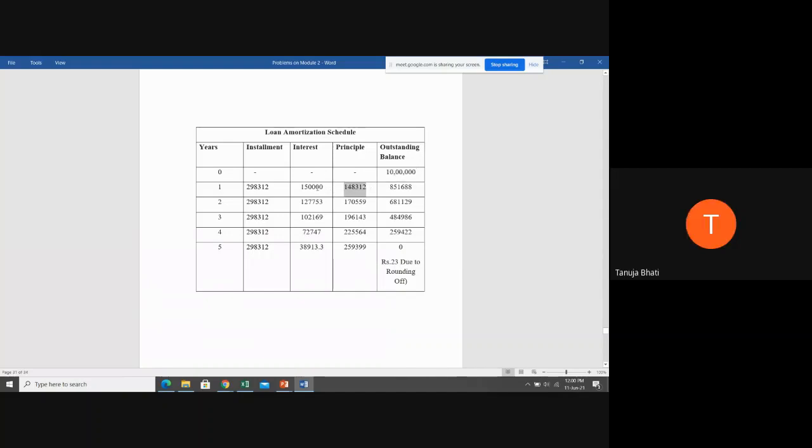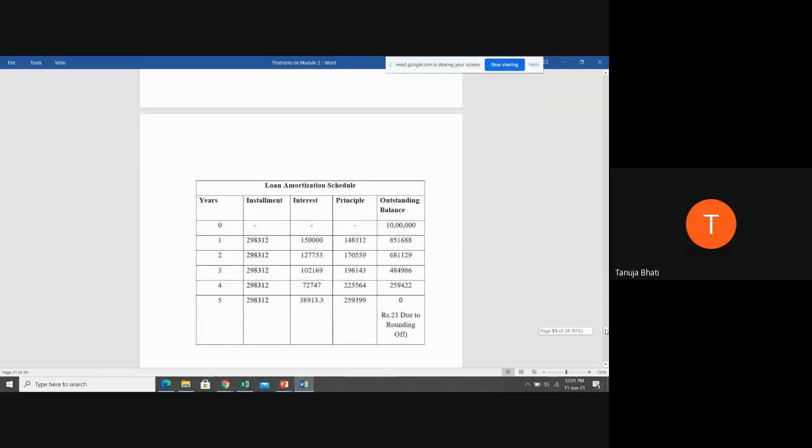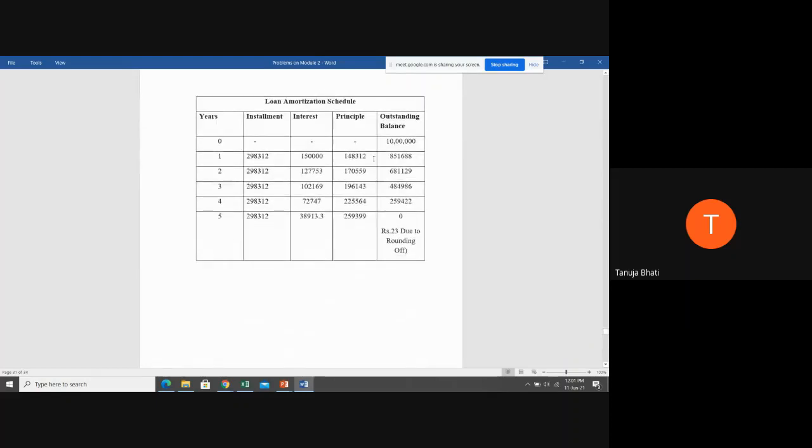Can I solve this together for all the years, or should I go year by year? My question is, can I solve all the interest together first or should I go year by year? Year by year. Very good, students. So now you know how to calculate the entire schedule. This is a very, very important question from your final examination. It is very simple.